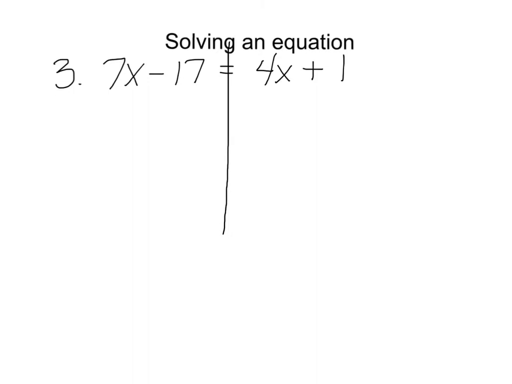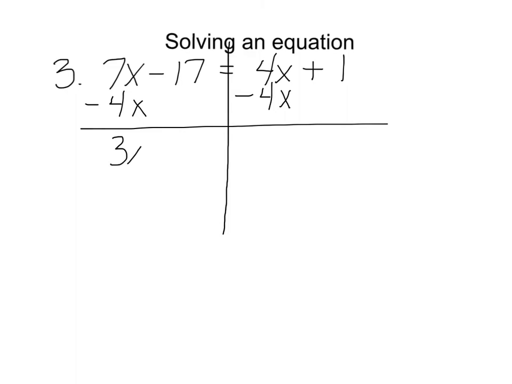I can either move the 4x to the left-hand side, or I can move the 7x to the right-hand side. I'm going to choose to move the 4x because if I move it by subtracting it, subtract 4x from both sides, I have a 7x minus 4x, and that gives me positive 3x. I kind of like it when the number before the variable is positive.